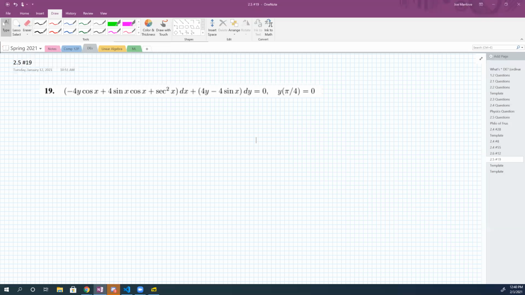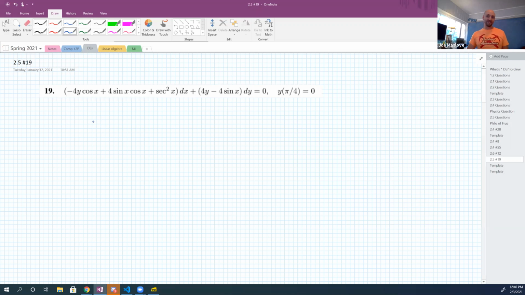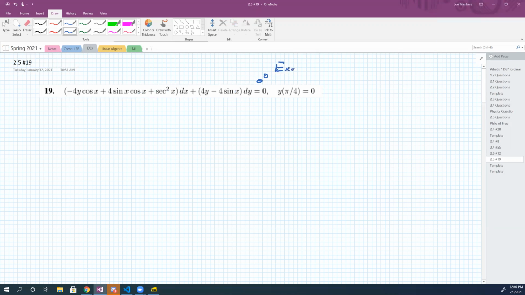All right, so let's look through 2.5, number 19, which we're basically just having trouble algebraically matching. First, this thing just says solve. So seeing this form, what do you think? It's going to be an exact equation, so you can just use the standard solution for exact equations.